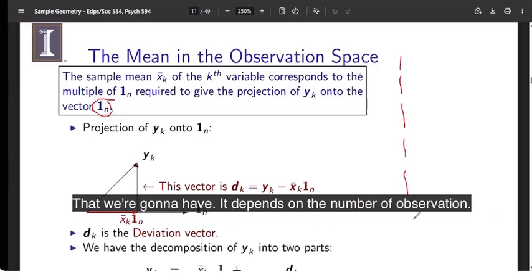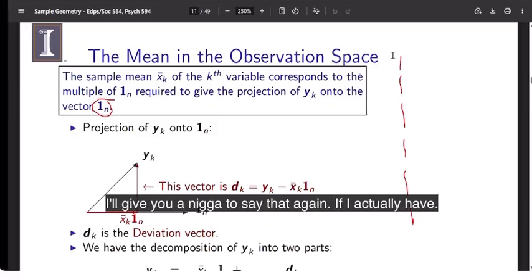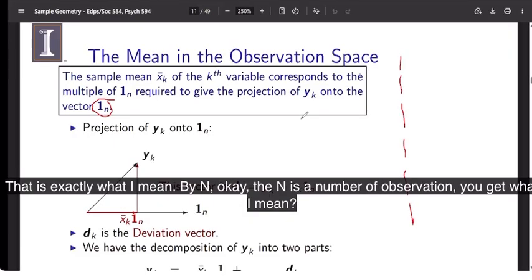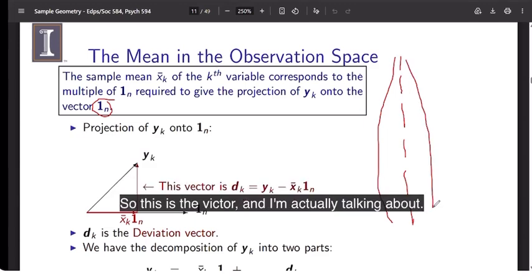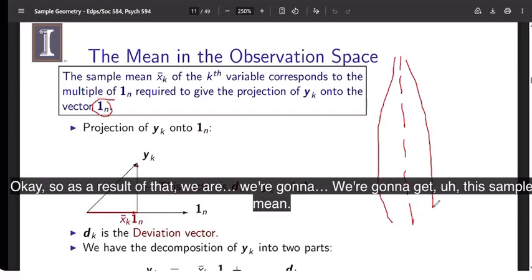I'm going to say that again. If I have 10 observations, I'm going to have 10 ones. That is exactly what I mean by n. The n is the number of observations. You get what I mean? So this is the vector I'm talking about, and as a result of that, we get the sample mean for that particular variable.